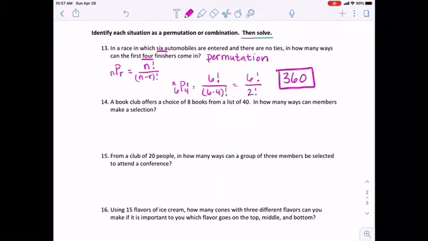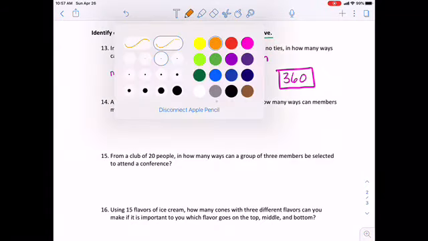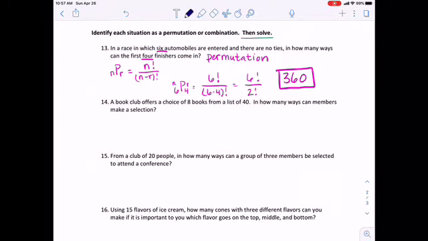Question 14 says, a book club offers a choice of 8 books from a list of 40. In how many ways can members make a selection? Well, in this case, it doesn't really matter what order I choose my books in, just as long as I choose them. So in this case, it is a combination.